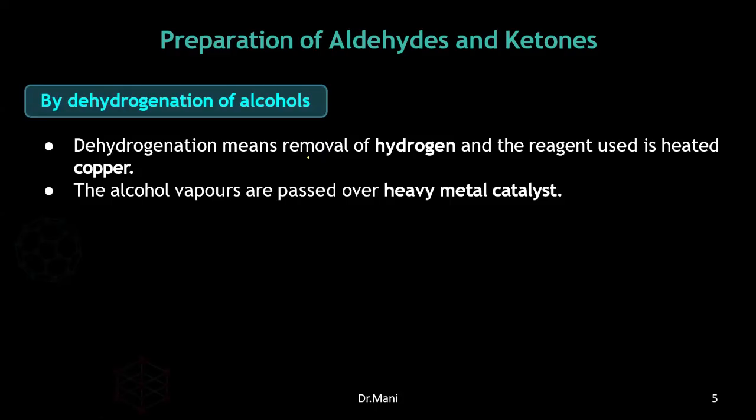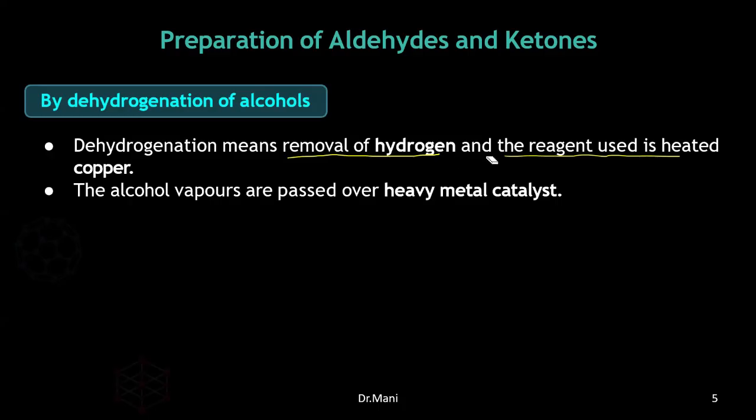Dehydrogenation means the removal of hydrogen. The reagent used is heated copper. Just know what dehydrogenation is: it is nothing but the removal of hydrogen. You have to take away the hydrogen here, and this is also a kind of oxidation.